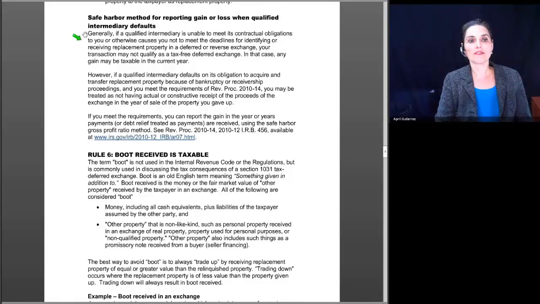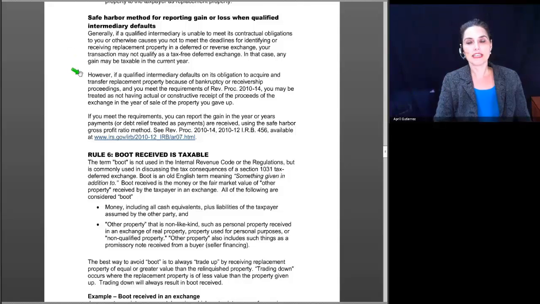Generally, if a qualified intermediary is unable to meet its contractual obligations to you or otherwise causes you not to meet the deadlines for identifying or receiving replacement property in a deferred or reverse exchange, your transaction may not qualify as a tax-free deferred exchange. In that case, any gain may be taxable in the current year.